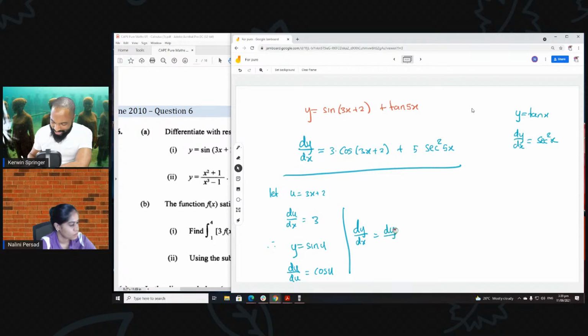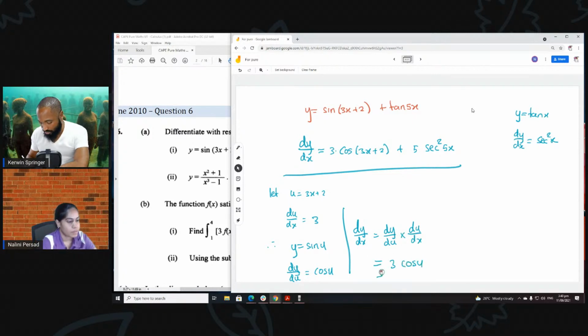Tell me in the chat if this is making sense. This is dy/du multiplied by du/dx, or the other way around. So I'll have 3 cos u, which is 3 cos, and you bring back the u now, 3x plus 2. And you do the similar thing for this.